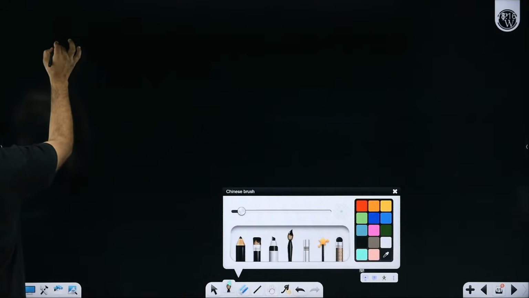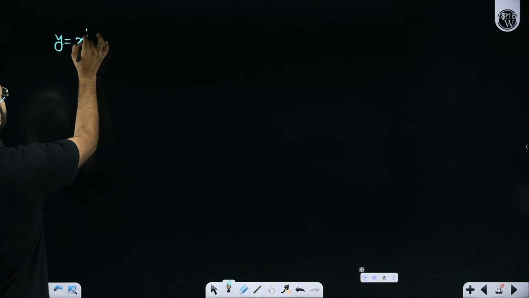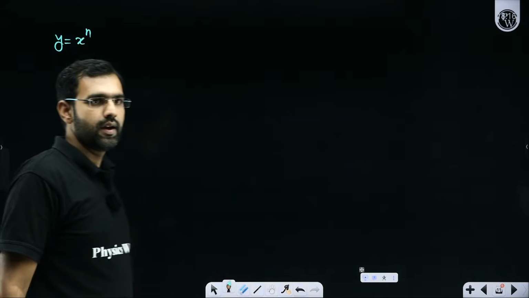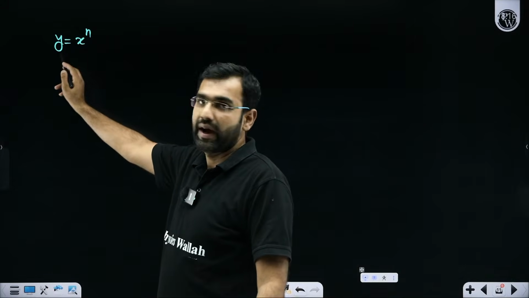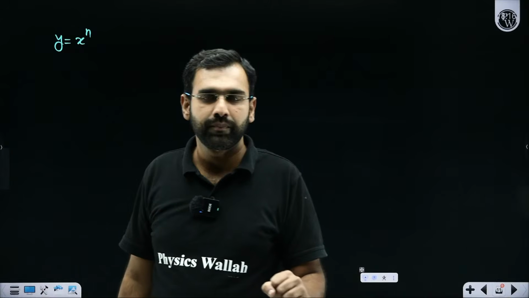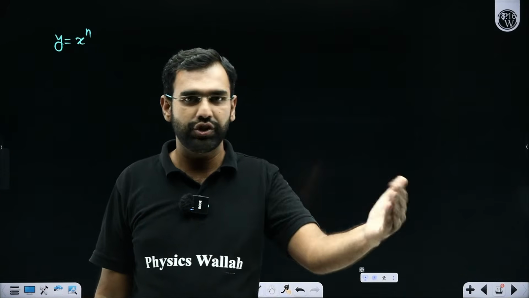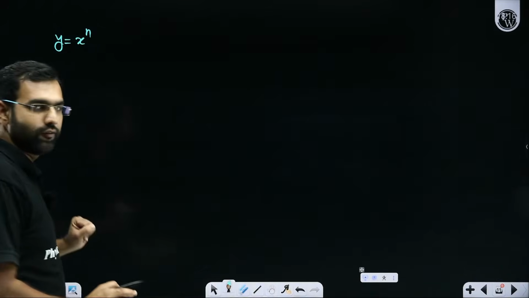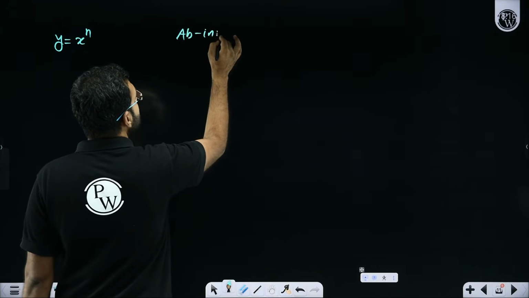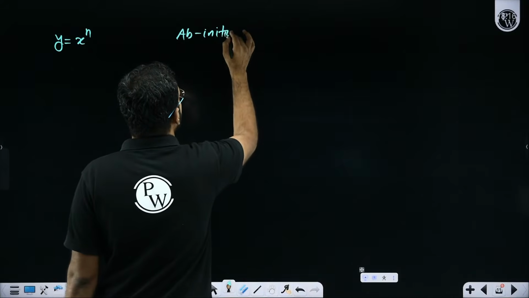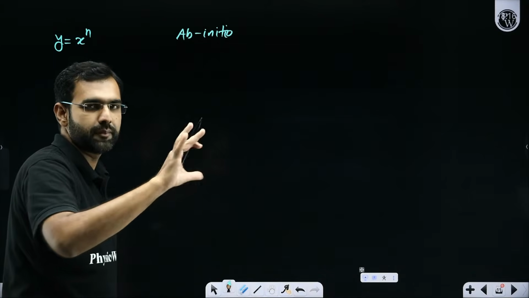Everybody. For example, let's say we have a function y equals x to the power n, right? And I want to find out what will be the change in y with respect to x. So what I'll use is differentiation, d/dx. Although we know the formula, what if I ask you to find it through the ab initio method? What is the ab initio method? Ab initio method means the standard basic principle.